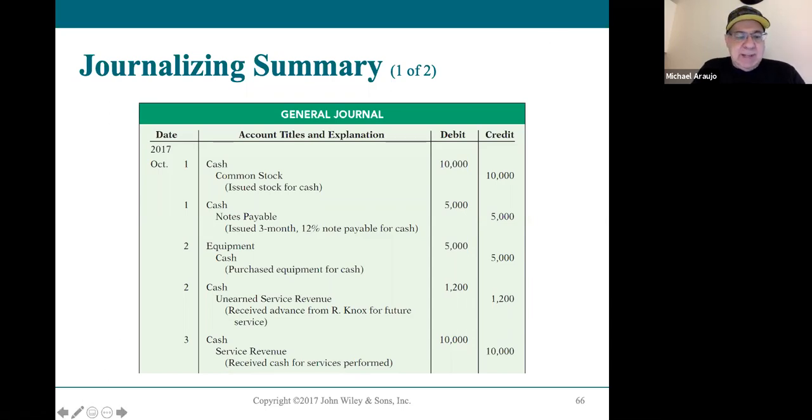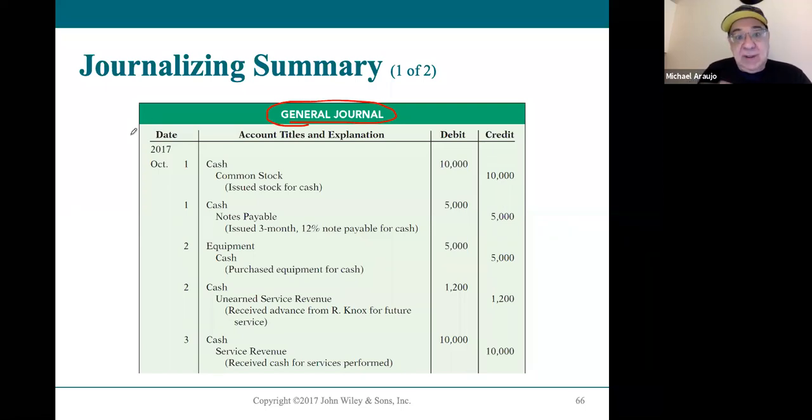So this is basically the journey through chapter 3. We've been analyzing transactions, and the first thing we do is we record them in the journal. This chapter was dedicated toward showing you how to handle all the events that happened to Sierra Corporation.